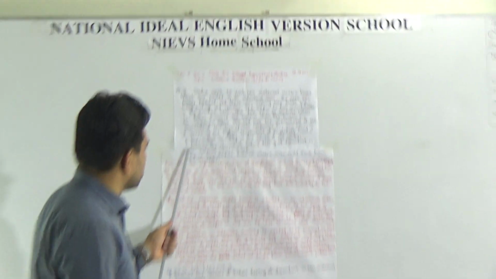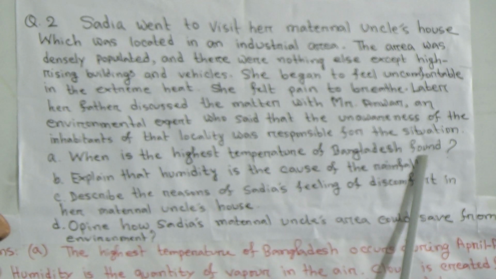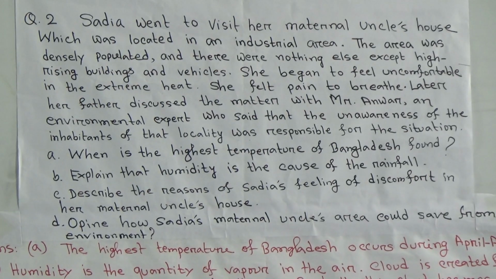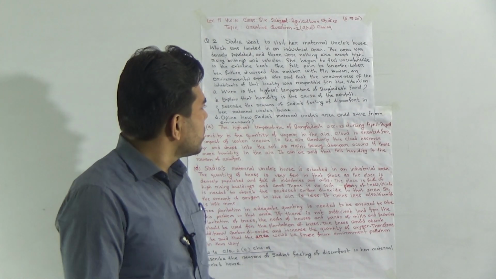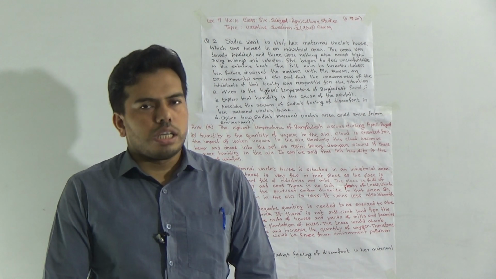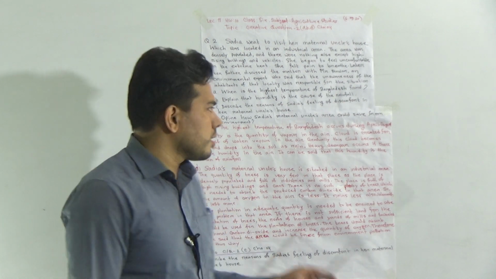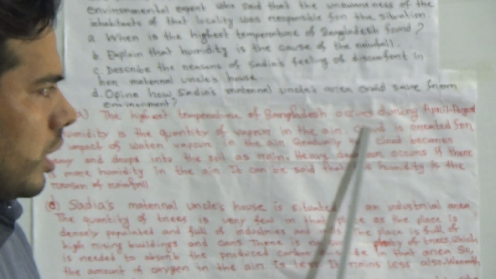Okay, now go to question number 1. When is the highest temperature of Bangladesh found? We know that in our Bangladesh the highest temperature is found in the months from April to August. It's almost 34 degrees Celsius. Answer is here: The highest temperature of Bangladesh occurs during April to August.